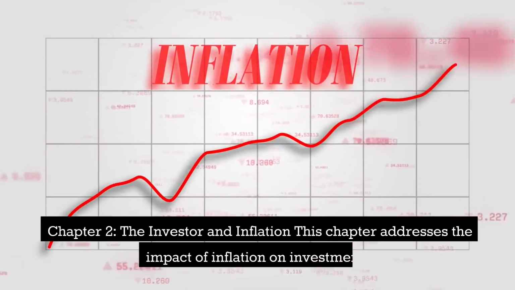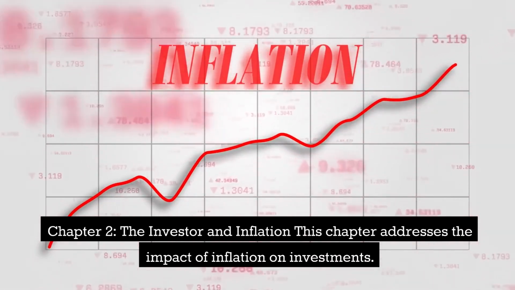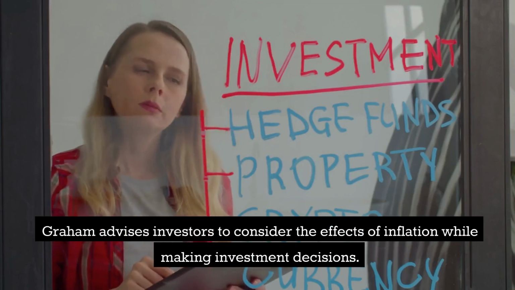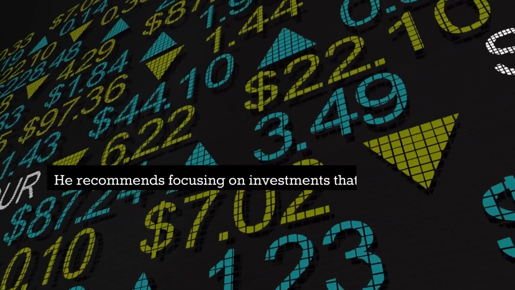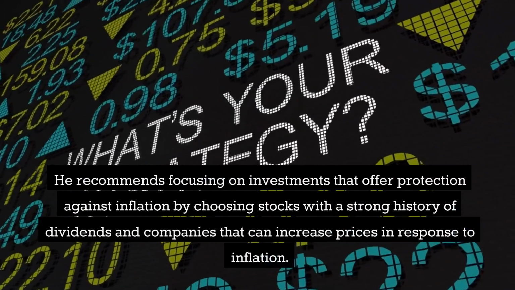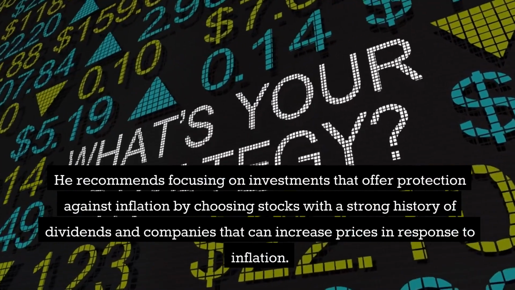Chapter 2, The Investor and Inflation. This chapter addresses the impact of inflation on investments. Graham advises investors to consider the effects of inflation while making investment decisions. He recommends focusing on investments that offer protection against inflation by choosing stocks with a strong history of dividends and companies that can increase prices in response to inflation.